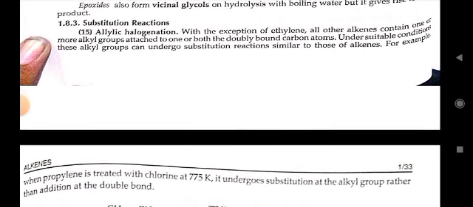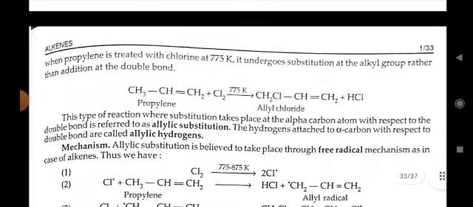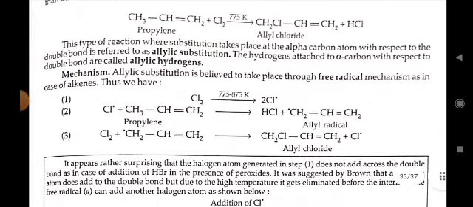Substitution reactions. Allylic halogenation: with the exception of ethylene, all other alkenes contain one or more alkyl groups attached to one or both of the doubly bound carbon atoms. Under suitable conditions these alkyl groups can undergo substitution reactions similar to those of alkanes. For example, when propylene is treated with chlorine at 775 Kelvin, it undergoes substitution of the alkyl group rather than addition at the double bond. This type of reaction, where substitution takes place at the alpha carbon atom with respect to the double bond, is referred to as allylic substitution.